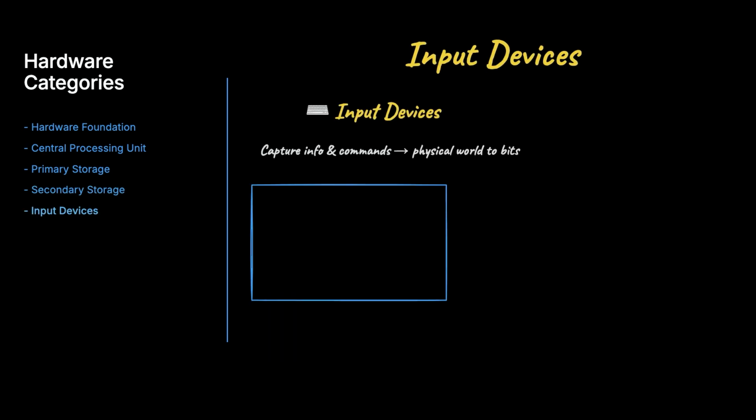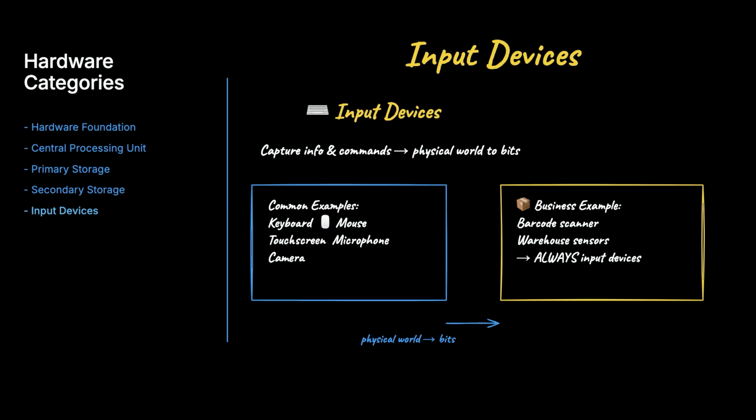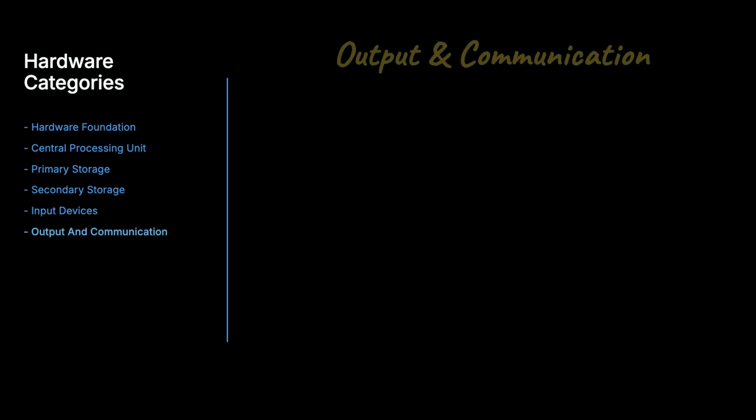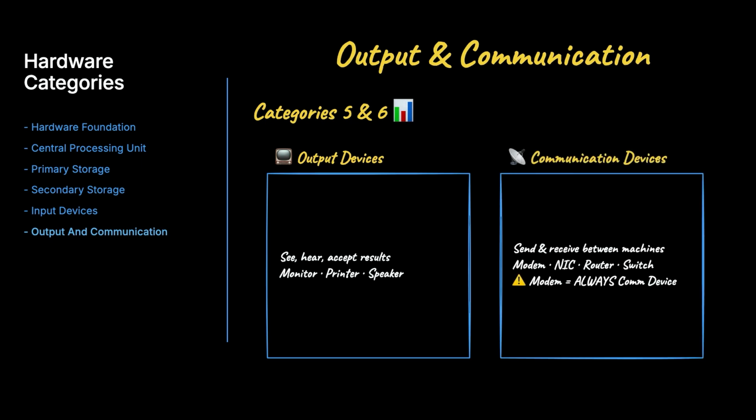The fourth category is input devices, which capture information and commands. Anything that converts the physical world into bits the processor can act on belongs here, like your keyboard, mouse, touchscreen, microphone, and camera. In business, this includes barcode scanners and sensors. Remember, a warehouse scanner that picks orders is always an input device. The 5th and 6th categories finish the list. Output devices let us see, hear, or accept the results of processing, like monitors, printers, and speakers. Communication devices send and receive information between machines, including the modem, the network interface card, routers, and switches. Remember that a modem is always a communication device, nothing else.